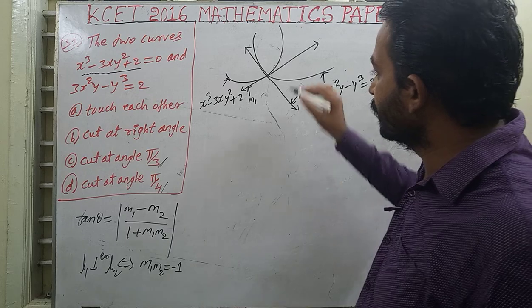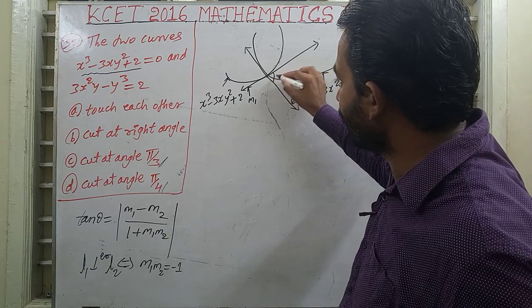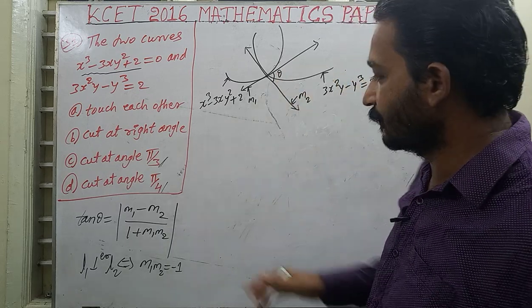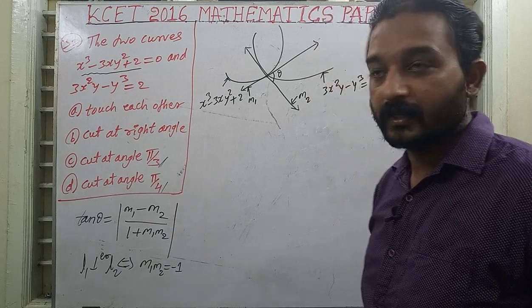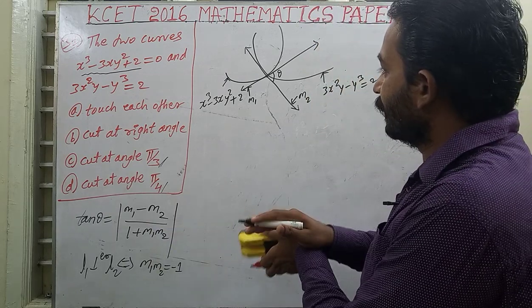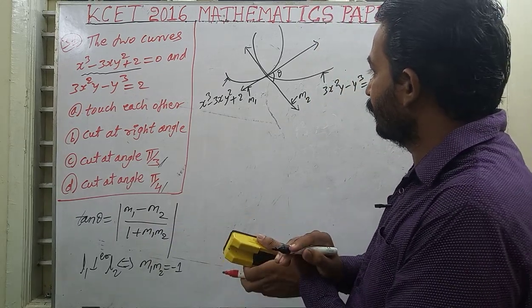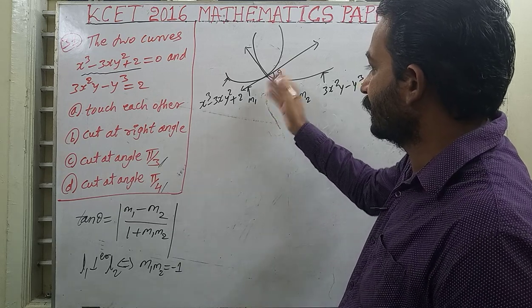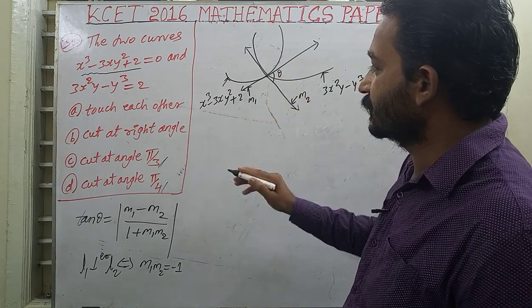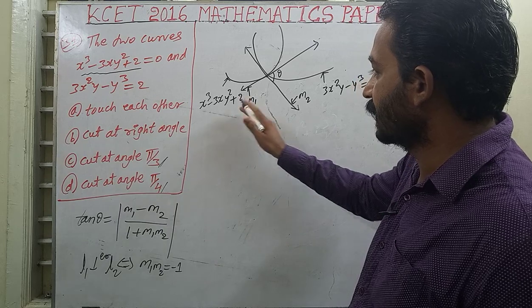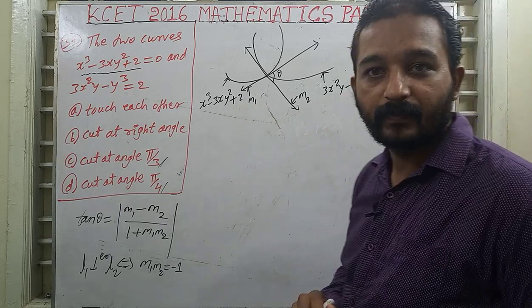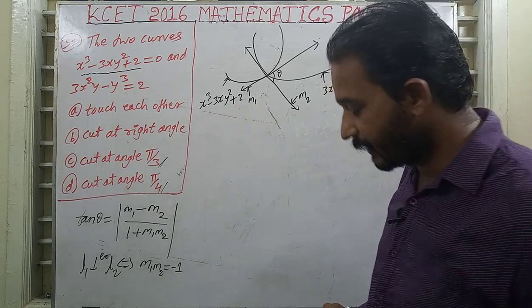So the angle between the curves is nothing but the angle between the tangents, theta. We have to find theta by using this formula. So this is nothing but the angle between the curves. First we have to find m1, the slope of the tangent at that point. According to second year, we have to find dy by dx. Here also. Okay, so now find dy by dx.